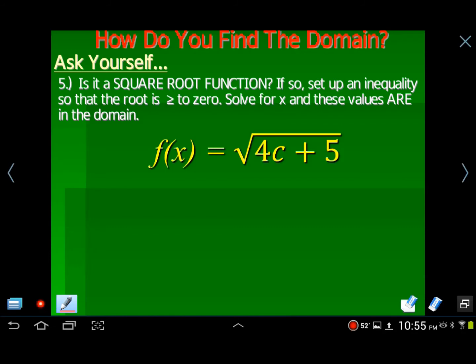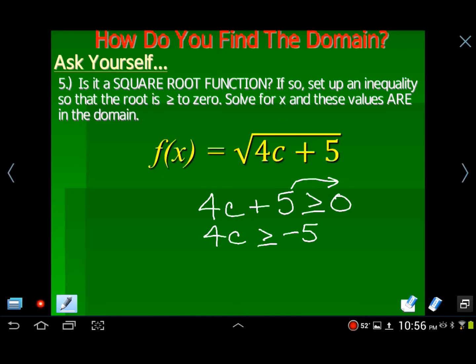So here is an example of a square root function. Let's look at the 4c plus 5 part that is inside the radical. We're going to make 4c plus 5 greater than or equal to 0, and just solve for c. Get the 5 over on the other side. It becomes negative 5 when we move it over there. And then divide by 4. And you get c is greater than or equal to negative 5/4.